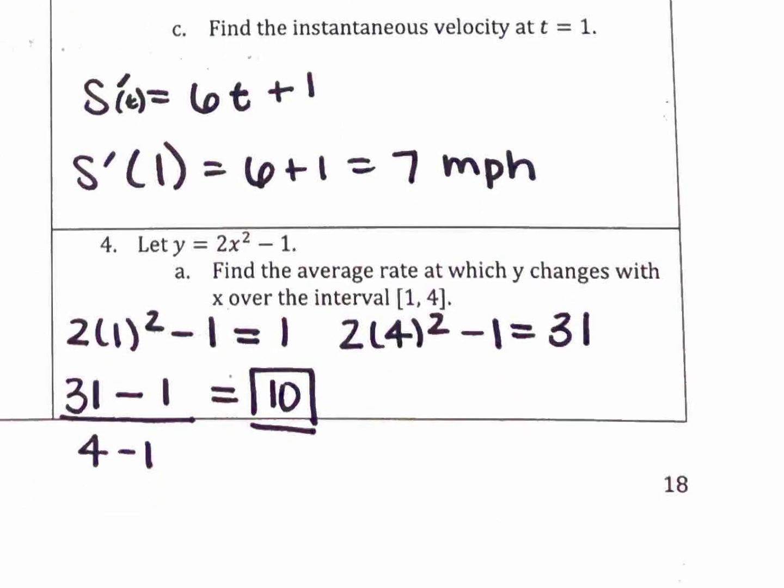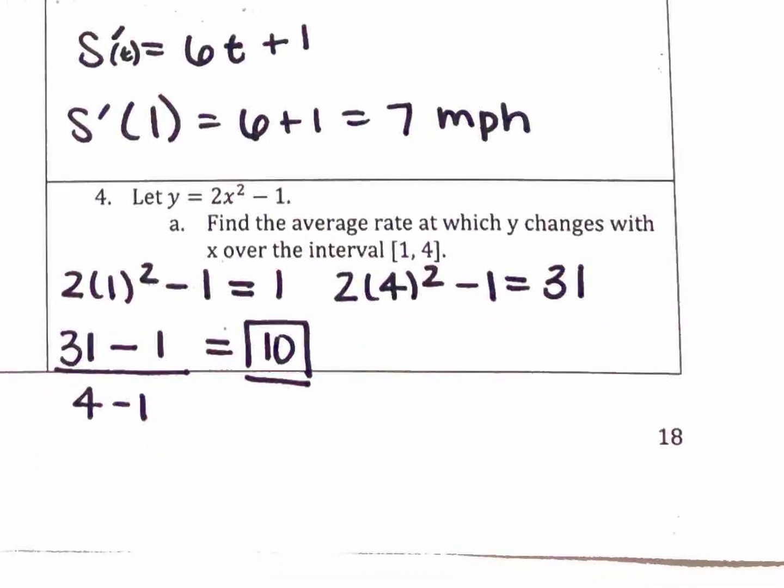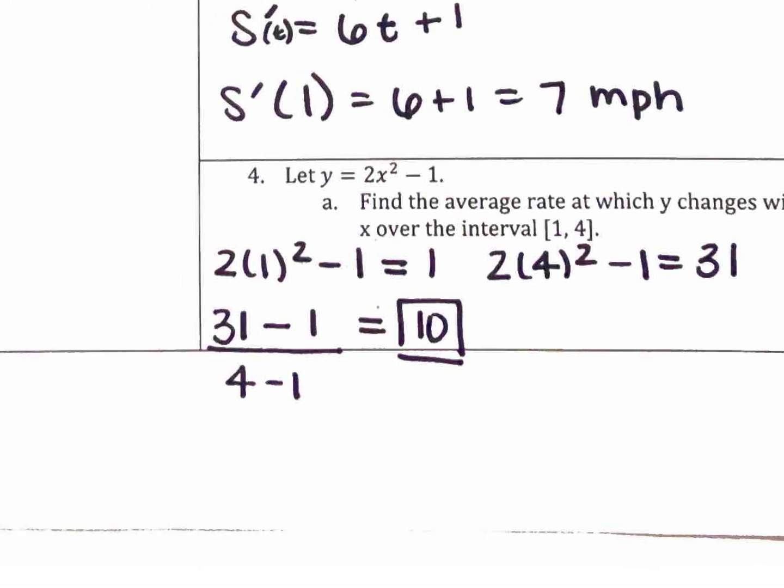All right, number 4. Let y equals 2x minus 1. Find the average rate at which y changes. Average rate of change. Change in y over change in x. Over the interval 1 to 4. So what we need to figure out is, what is f of 1? What is f of 4?